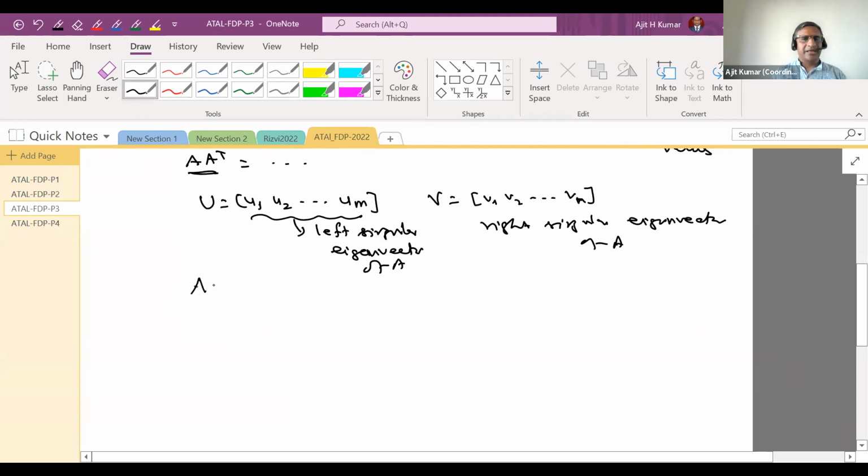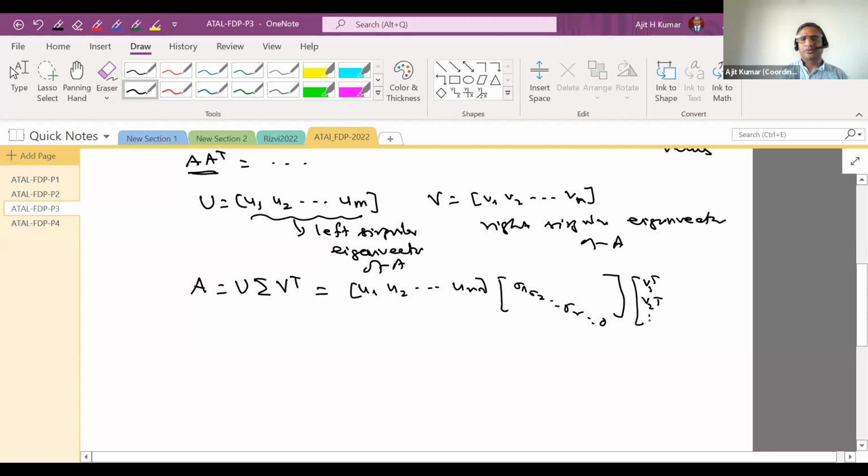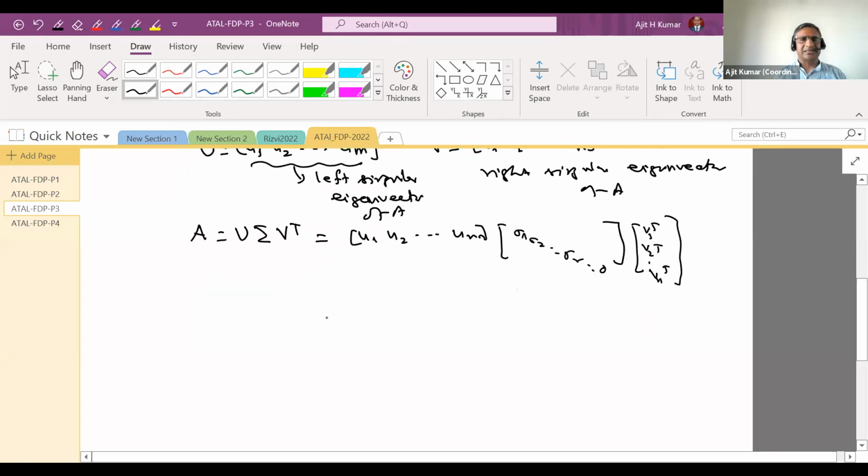What we have, A is U sigma V transpose. So that we will write as column matrix U1, U2 dot dot dot UM times sigma. Sigma I have is sigma 1, sigma 2 dot dot dot sigma R and remaining all zeros. This into V transpose, which I can write as V1 transpose, V2 transpose dot dot dot Vn transpose. Let us write it this way. So if you expand this, what will you get? This is block matrix multiplication.